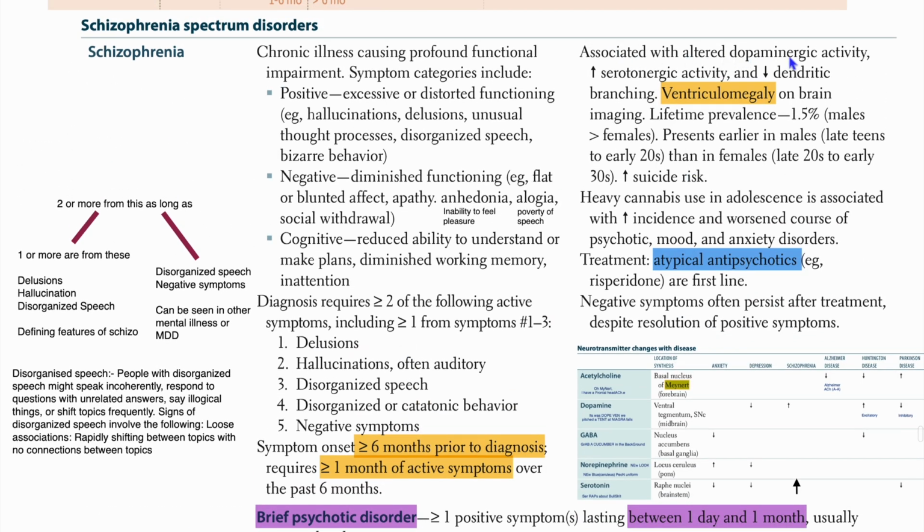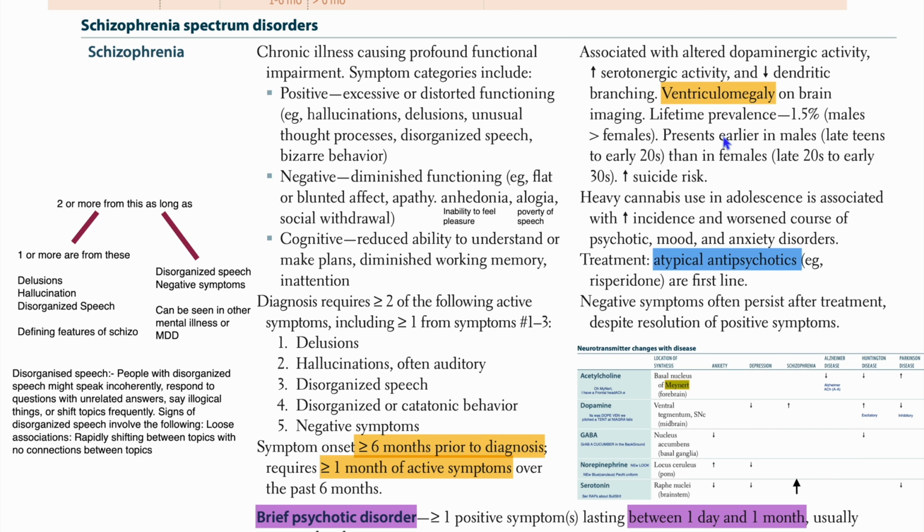It's associated with altered dopaminergic activity, increased serotonergic activity, and decrease in dendritic branching. Okay, so here we see schizophrenia. We see dopamine increases in schizophrenia, causing the positive stuff, right? And then we have serotonin that increases as well. That's from here, so I added that over there. Okay, and decrease in dendritic branches.